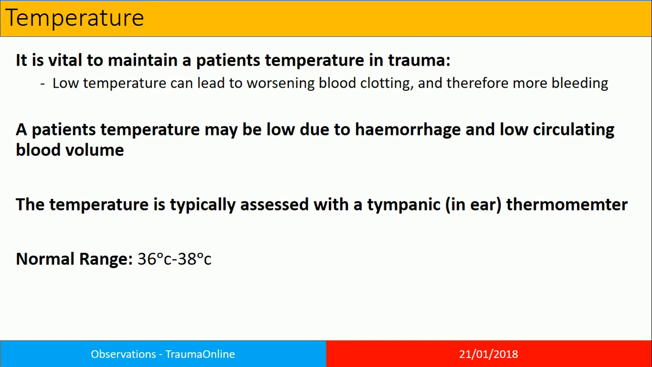If you have a bleed, then your blood volume will decrease, and this will mean that your tissues get colder. So a patient who is hemorrhaging is likely to have a low temperature. This is typically assessed using an in-ear thermometer.